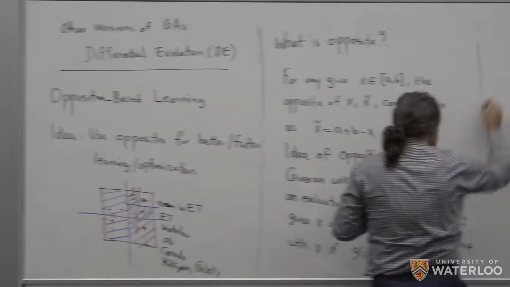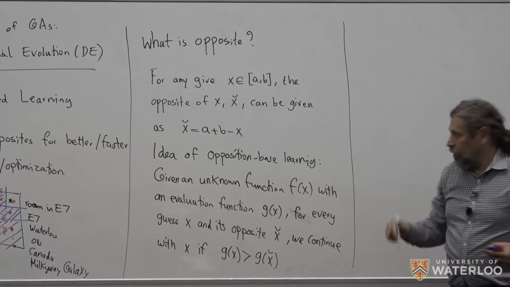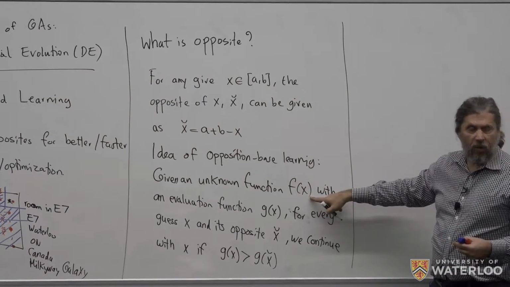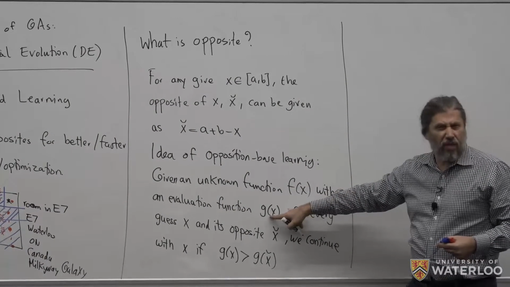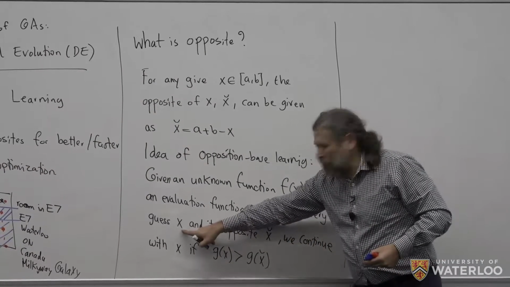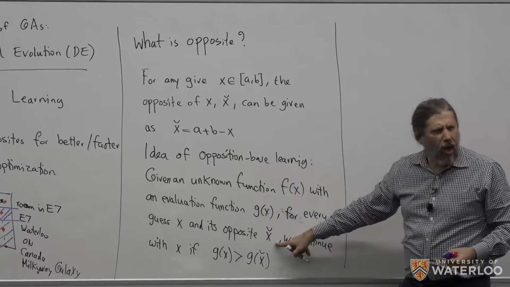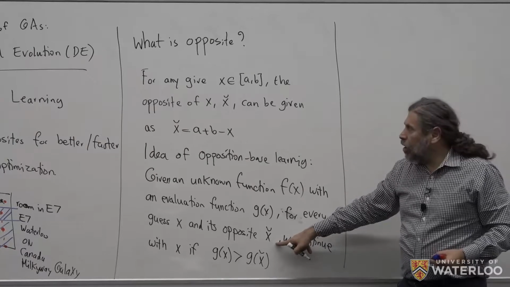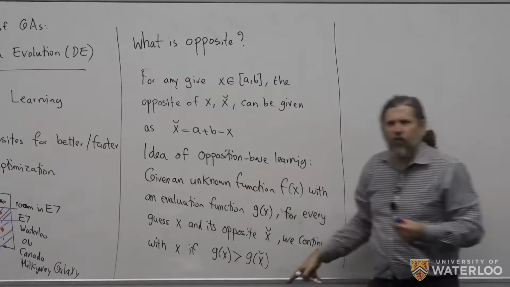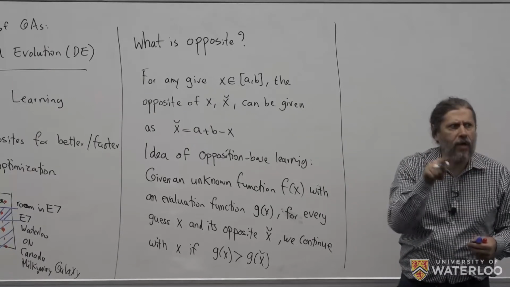So, okay. I have no idea where you're going with this. Okay, it's saying if you want to solve a problem, f of x, which is unknown, but you have an evaluation function g of x, you have error, you have reward, you have fitness, at any time when you make a guess x, make also an opposite guess. Use my simple formula, okay? And then see which one is better, x is better or opposite x is better. And continue with the one that is better.